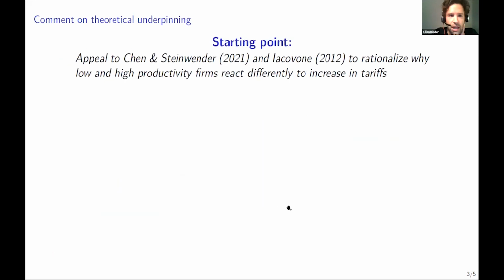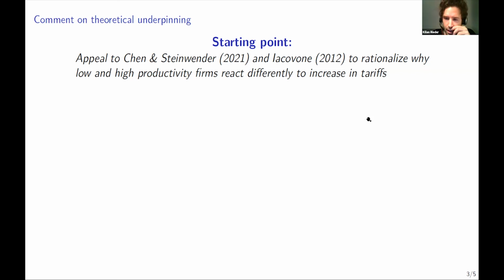So what's my starting point? Basically, my starting point is a comment on the theoretical underpinning. You appeal to Chen and Steinwender and Iacovone to rationalize the different effects on the initially low and high productivity firms.